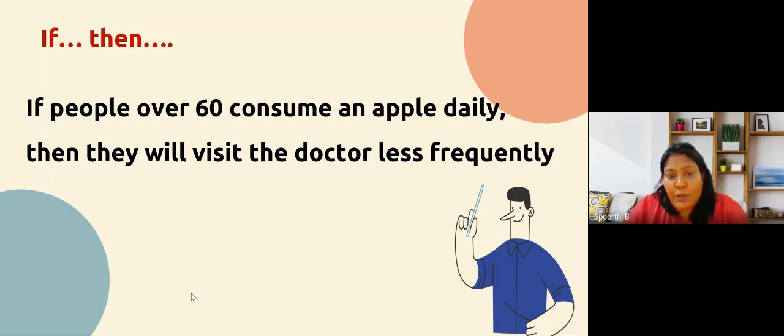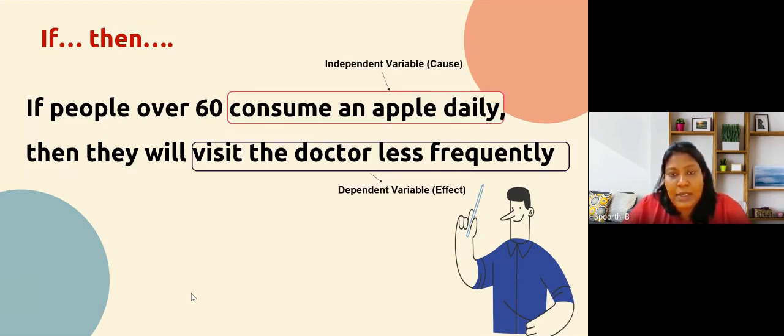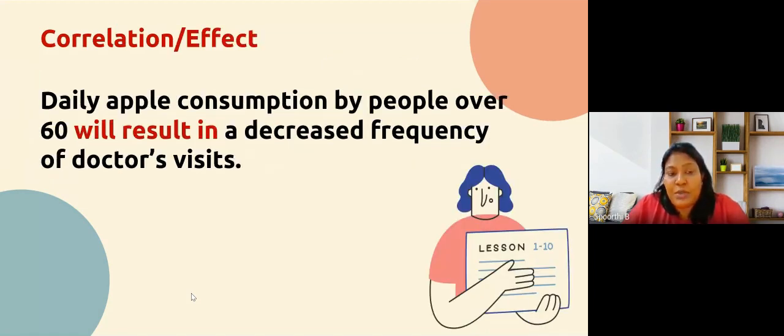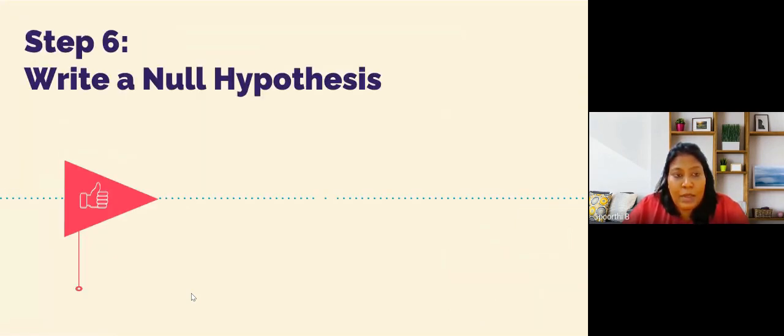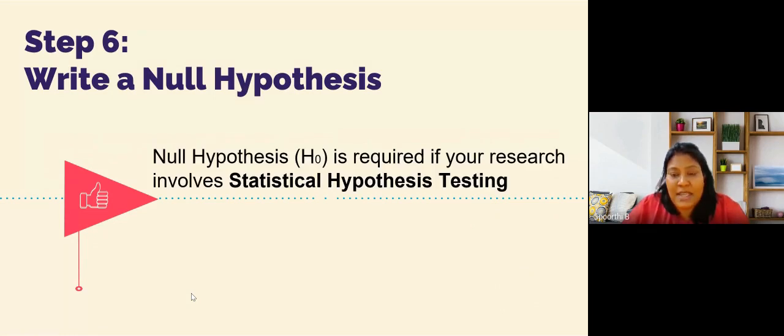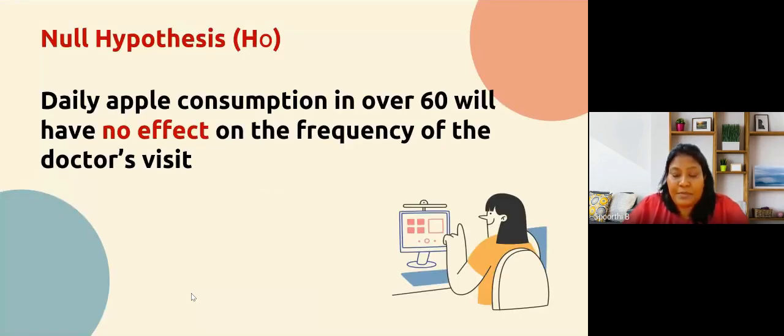If and then, this is how you formulate the question with your dependent variable and independent variable. Correlation, this is how you do it, where you're just testing if it is going to increase or decrease the frequency. Comparison, you're comparing two groups where you have an experimental group and a control. Null hypothesis is basically nullified, saying there is no effect, no relationship between the variables.